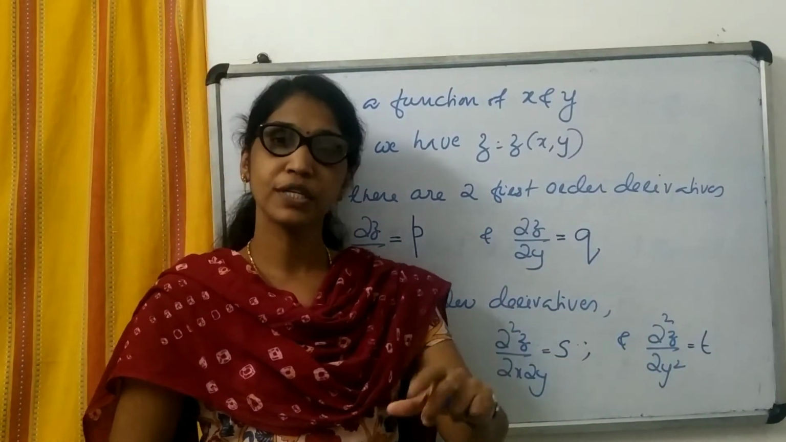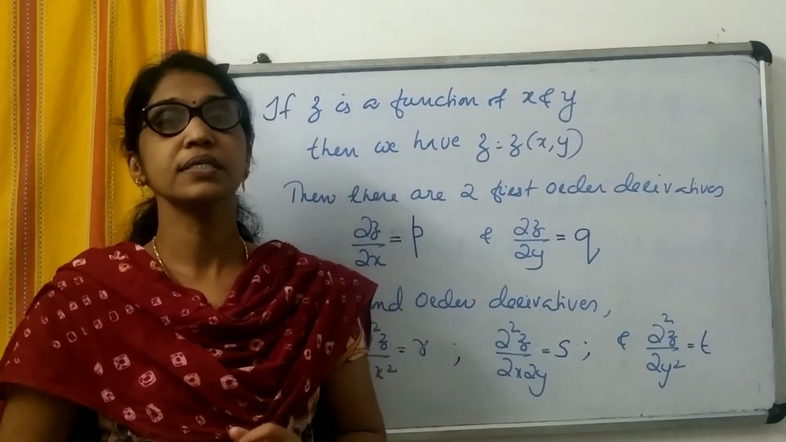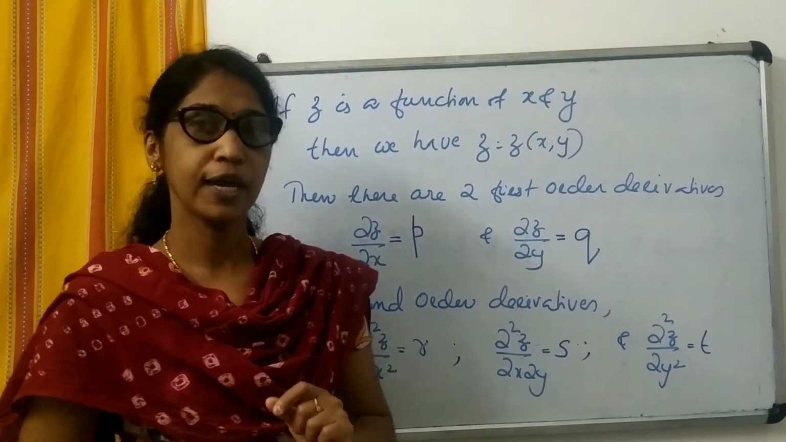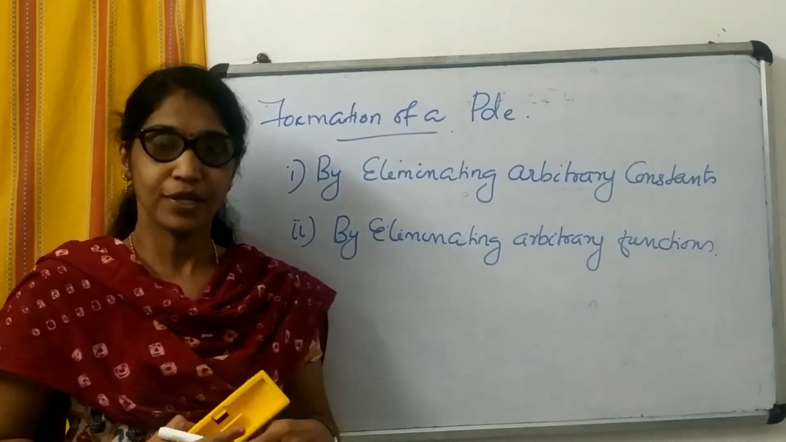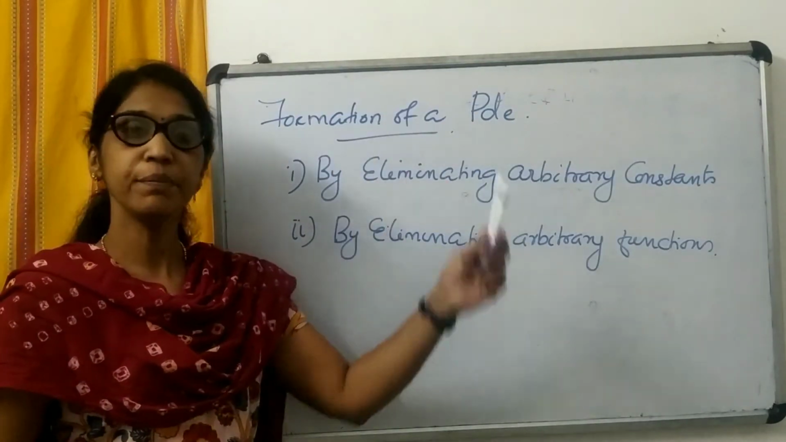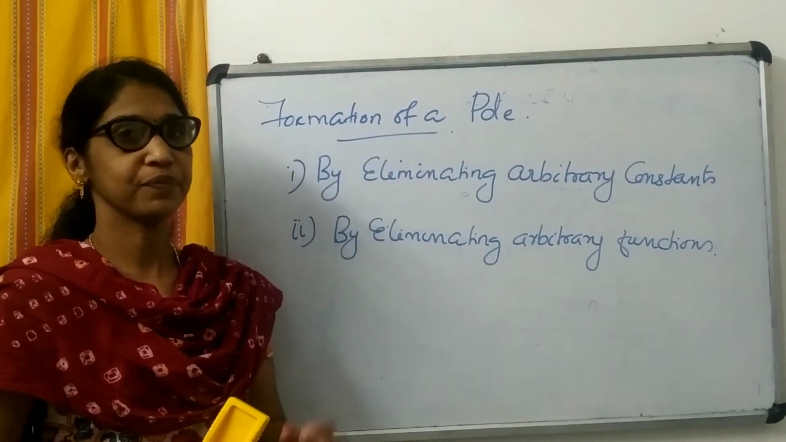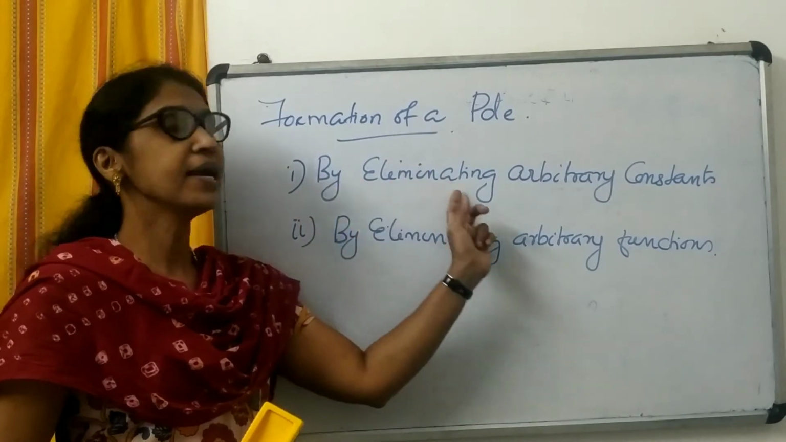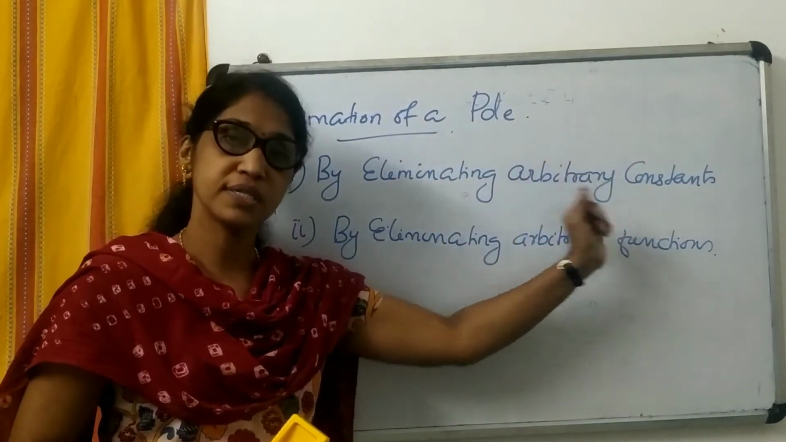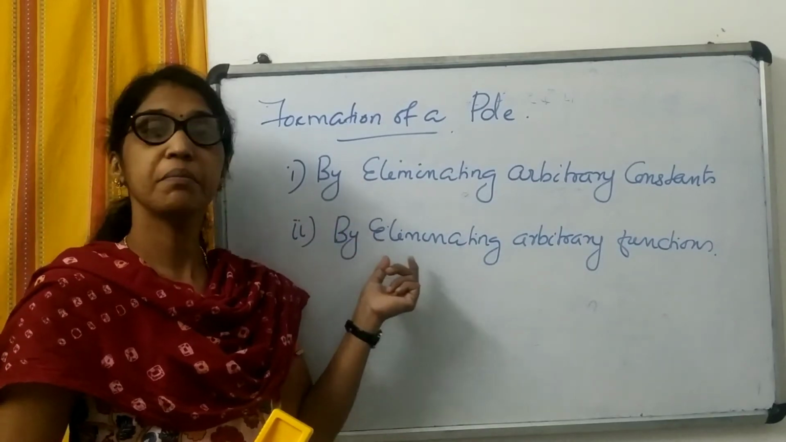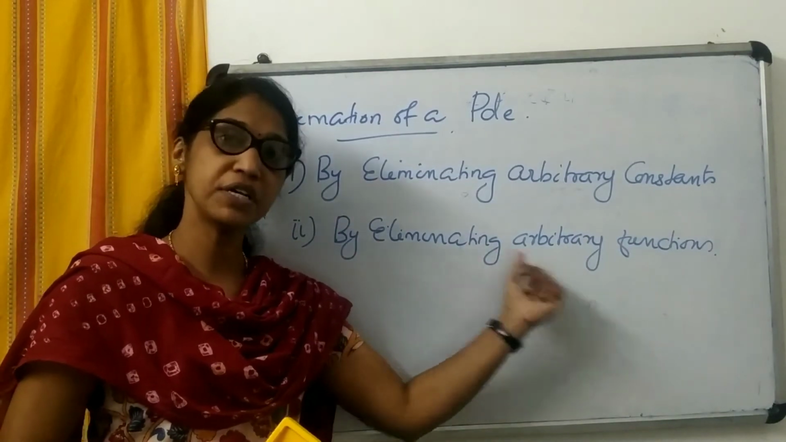Now moving on to the next topic. The next topic is formation of a partial differential equation. A PDE can be formed by two methods. Which are they? First one, by eliminating arbitrary constants. And second one, by eliminating arbitrary functions.